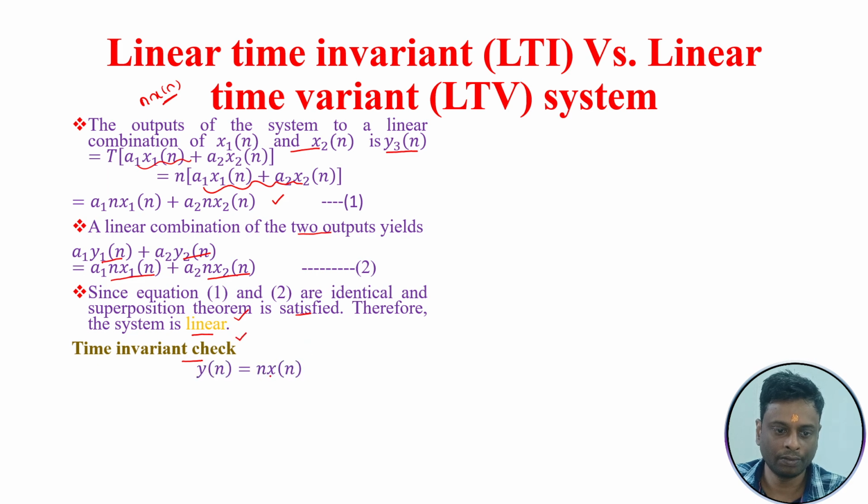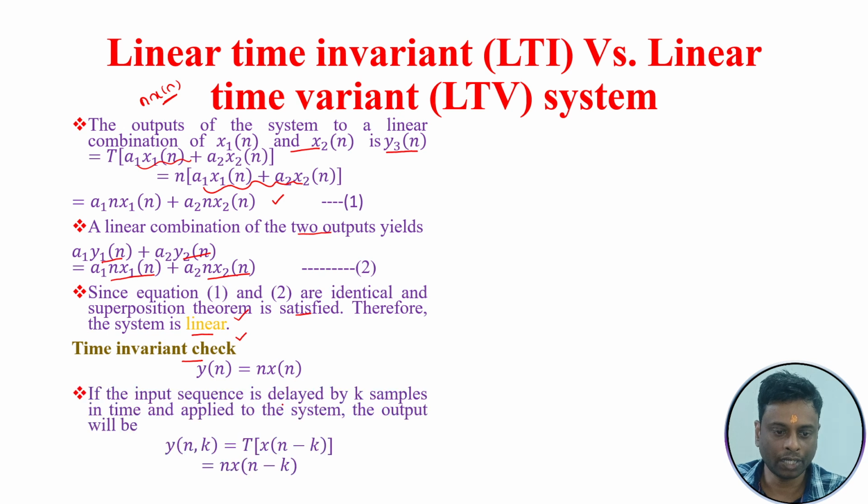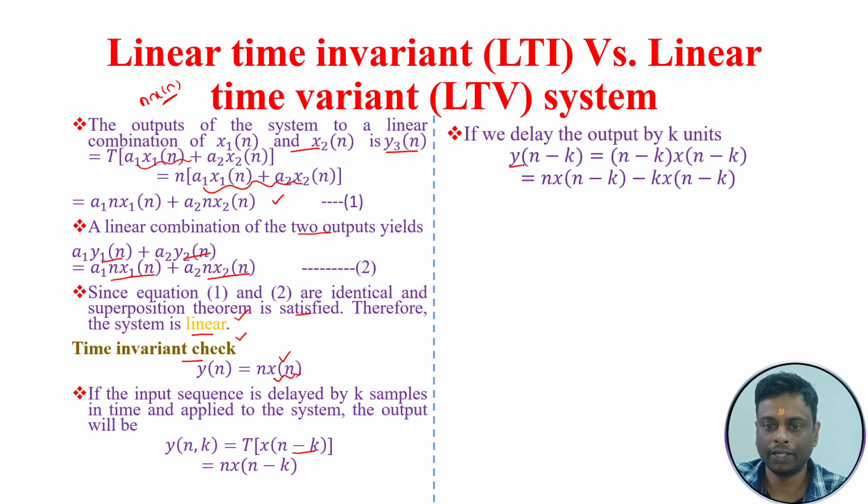Similarly, we can check for time invariance. y of n equals n into x of n. First we delay the input sample by k, so it will be x of n minus k. Wherever there is an n in the input sample, it will be delayed by k samples. So it will be n into x of n minus k. What is y of n minus k? Wherever there is n, it will be replaced by n minus k. So it is n minus k into x of n minus k.